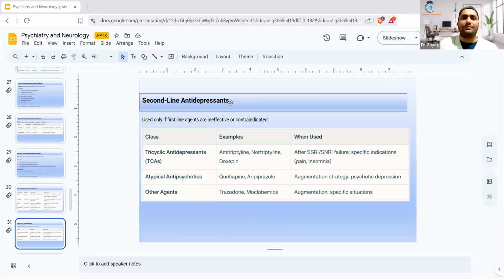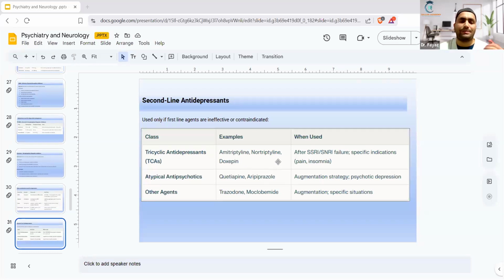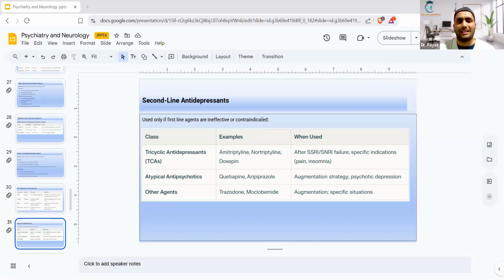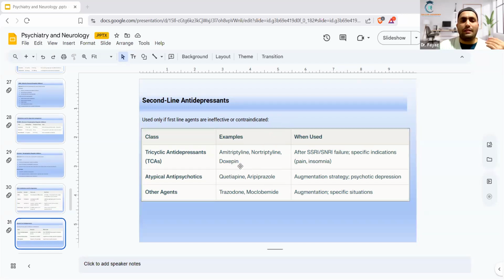Now, we have second line antidepressants, tricyclic antidepressants like amitriptyline, nortriptyline, imipramine, things like that. These were first line previously, and they're used if the first line agents fail or they are contraindicated. Some indications are still there for these medications. For example, amitriptyline is used as a hypnotic or to help with sleep.